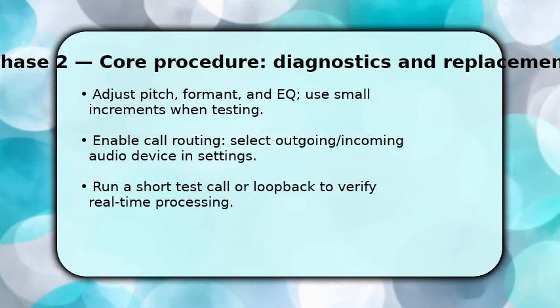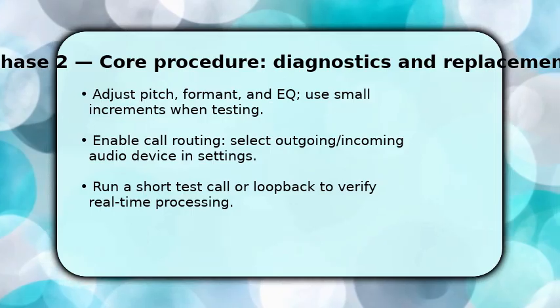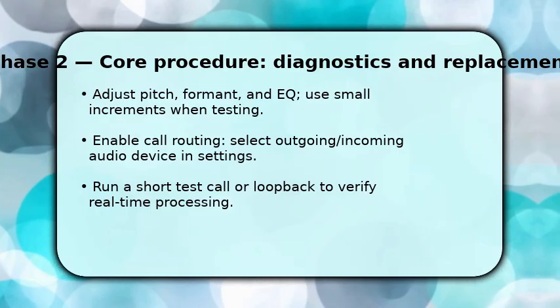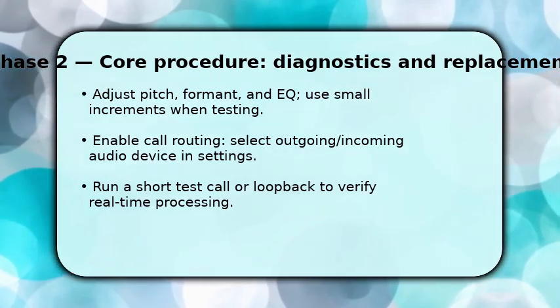Next, you refine the voice, tweak pitch and formant to shape timbre, then add EQ to remove muddiness. Because real calls compress audio, make small adjustments and test after each change. This prevents overshooting and keeps clarity.